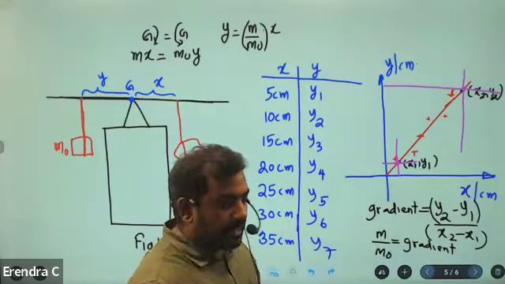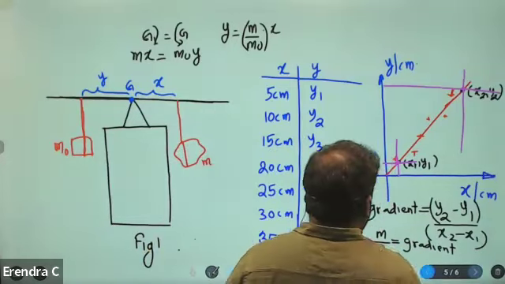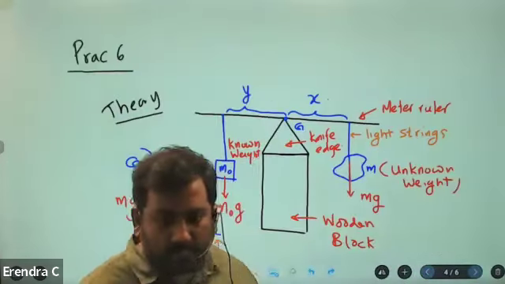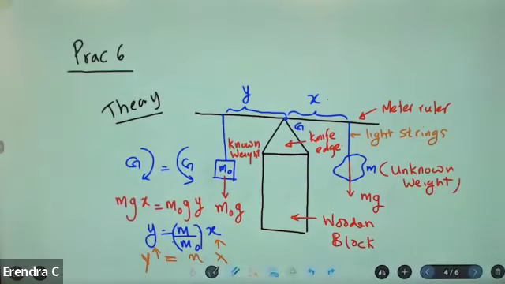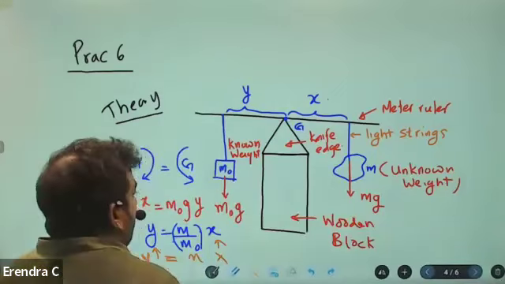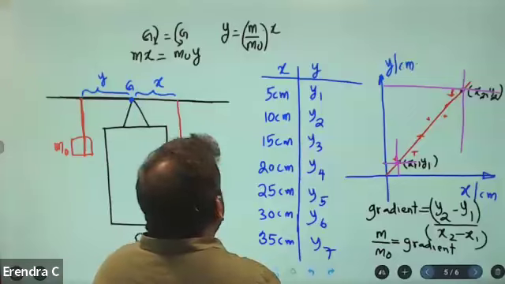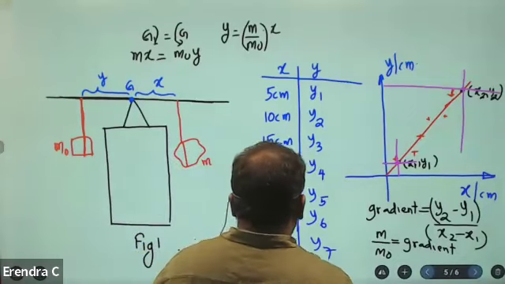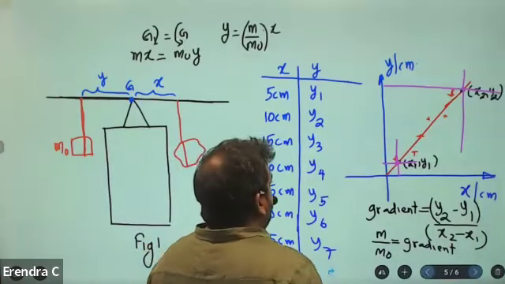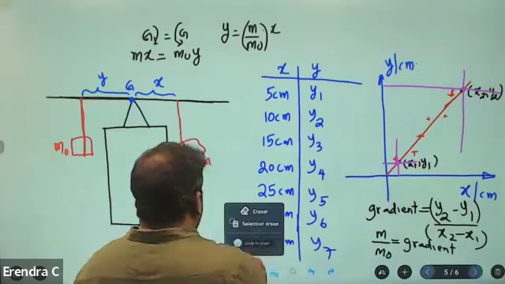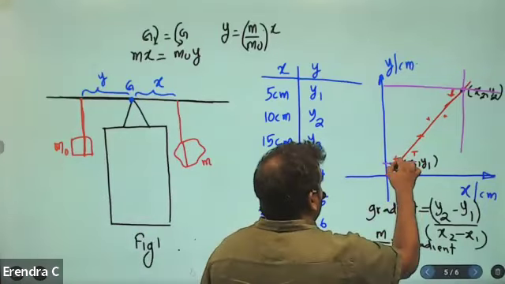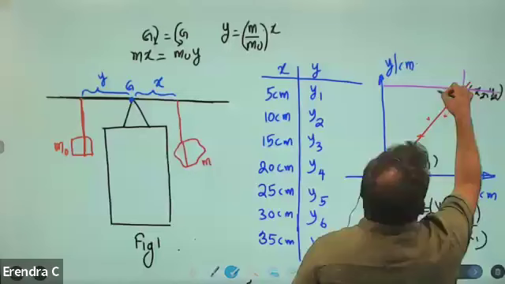Okay? Let's write. Proceed here, and we tabulate. Next line, next point. We then plot the best fit graph.